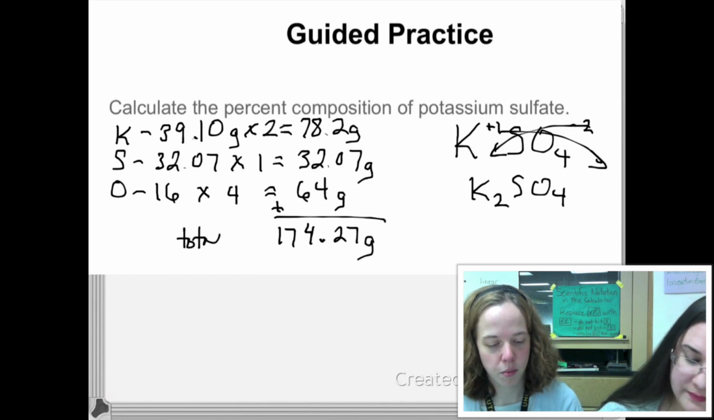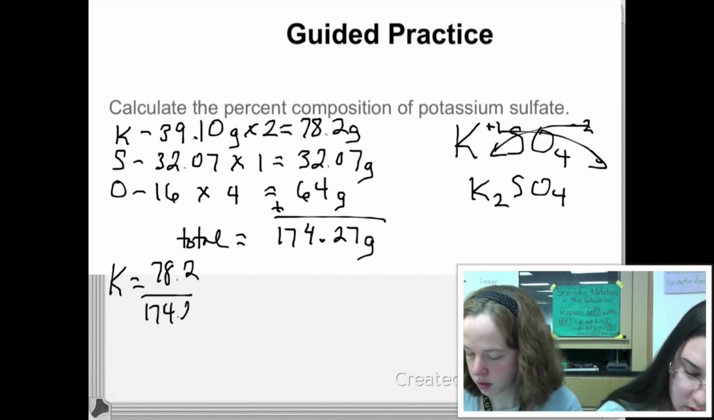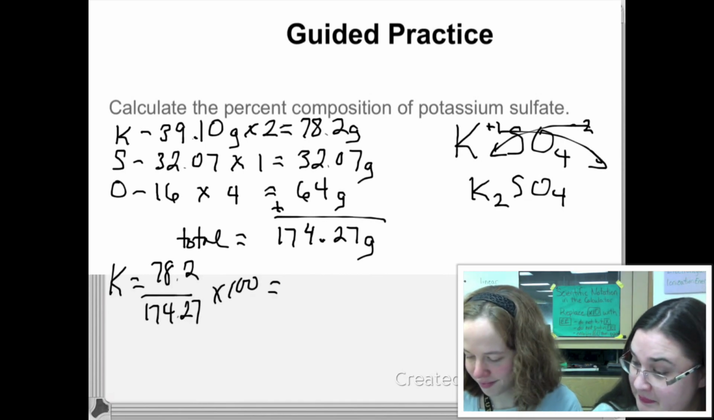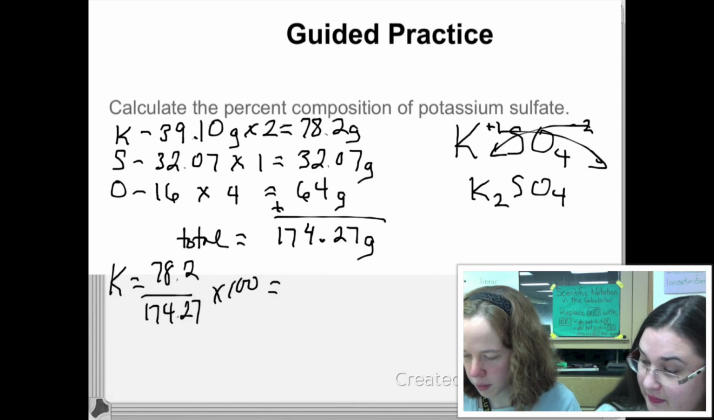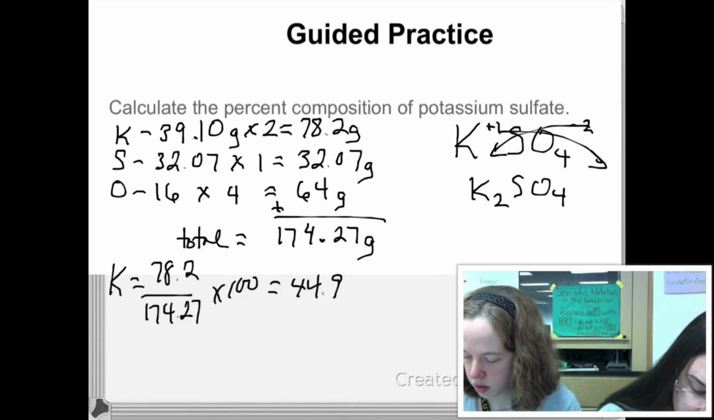All right. So now to do percent composition. Parts over whole. For my K, I've got 78.2 divided by 174.27 times 100. Put that into our handy dandy calculator. And we get 44.9%.